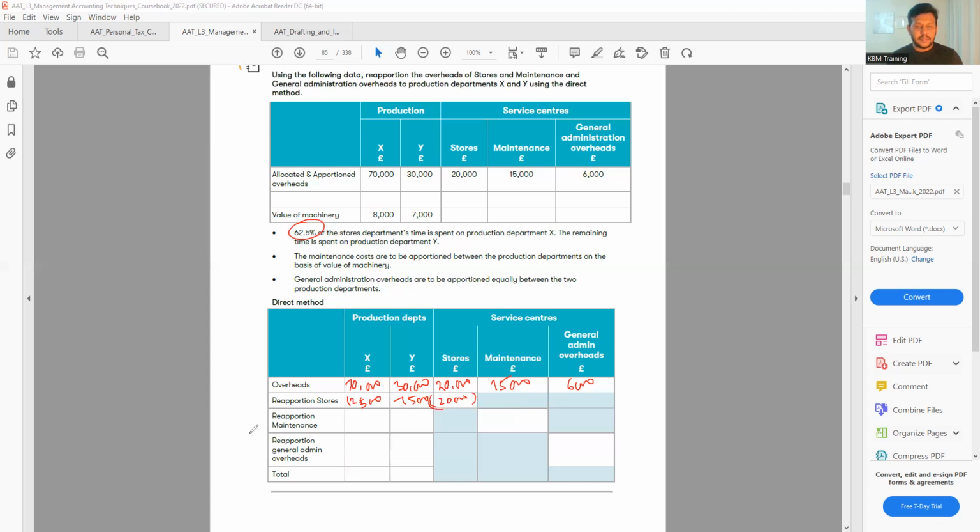That is the reapportionment of the store. Then the reapportionment of the maintenance. Now for the maintenance, they said to use the value of the machinery. So we need to do that. Maintenance is 15,000, so we do 15,000 divided by 15, and times by 8,000 and times by 7,000. So it will give you the same figure, isn't it? 8 and 7. And then maintenance will be gone.